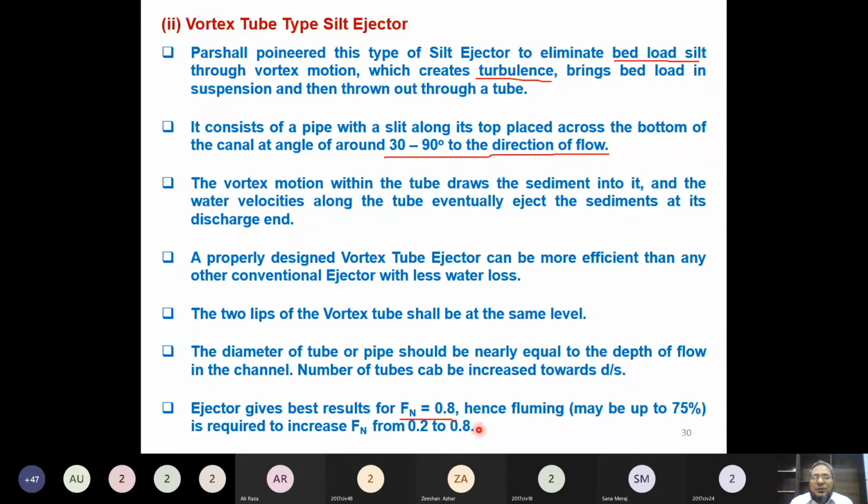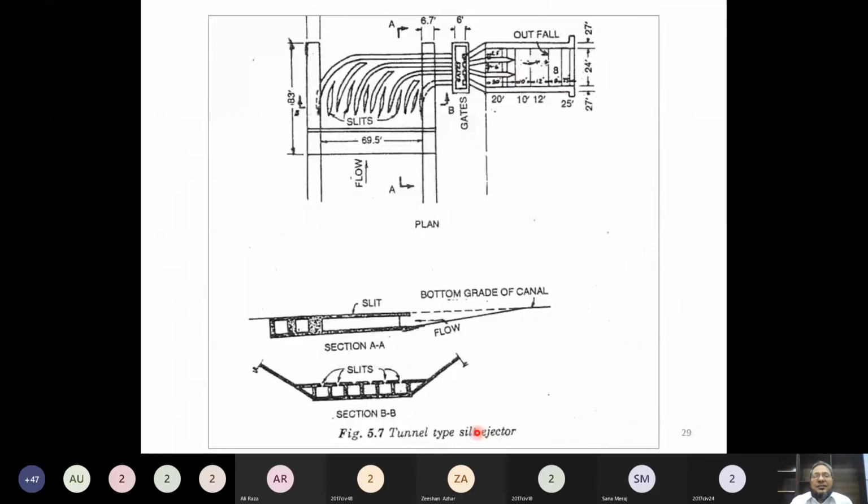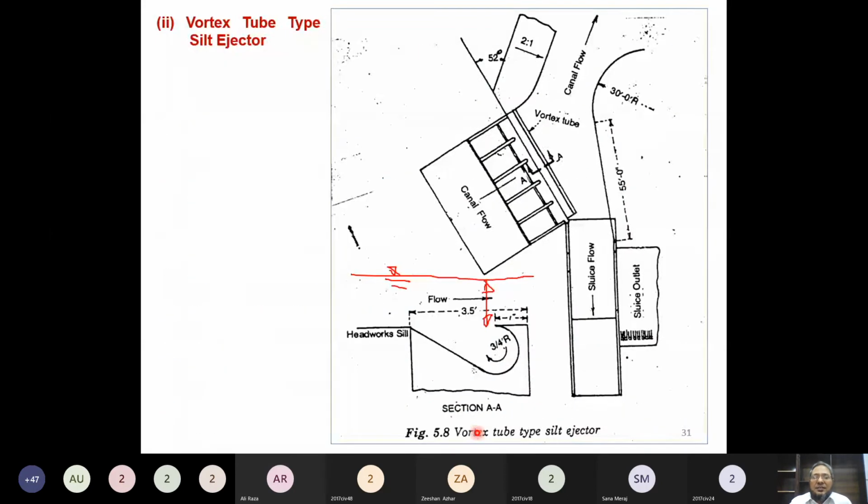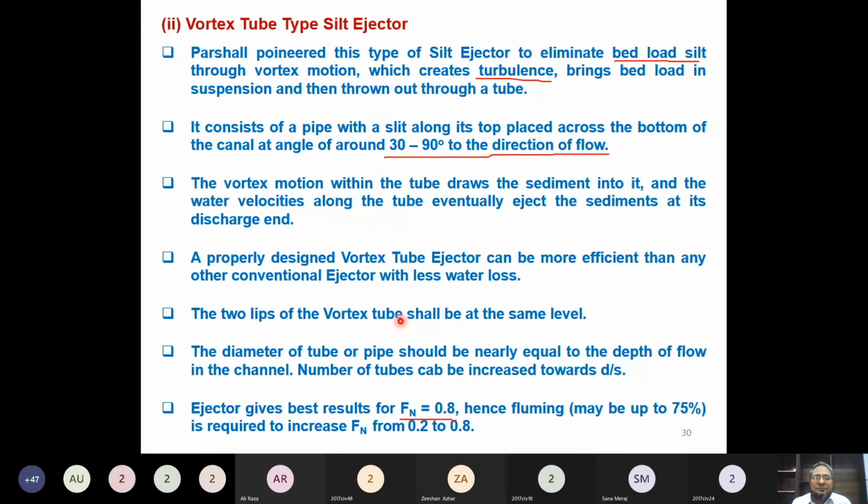So how much Froude number do we require in case of tube type silt ejector? 0.8. So the water which comes here should have a Froude number of around 0.8. Okay.